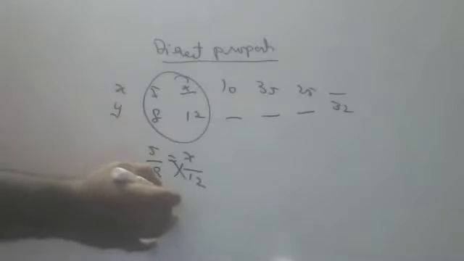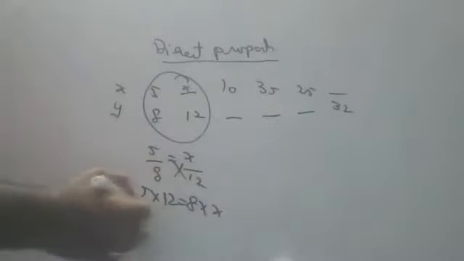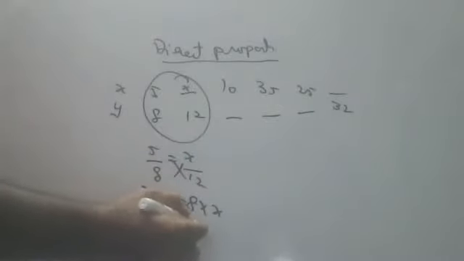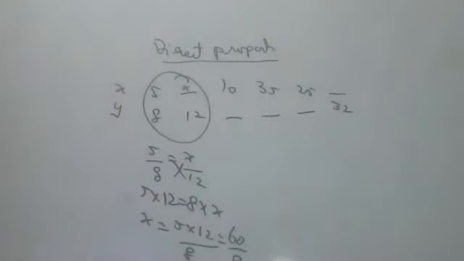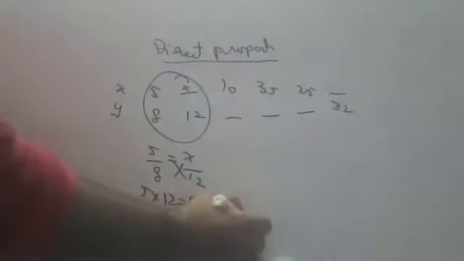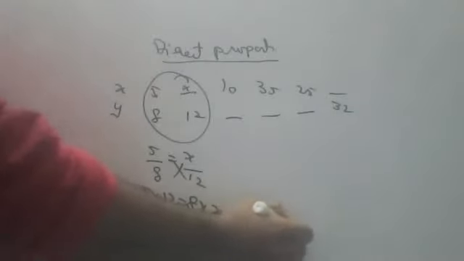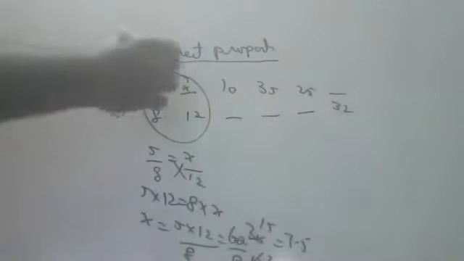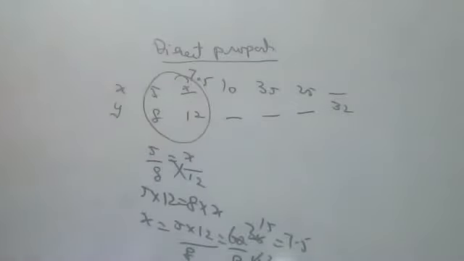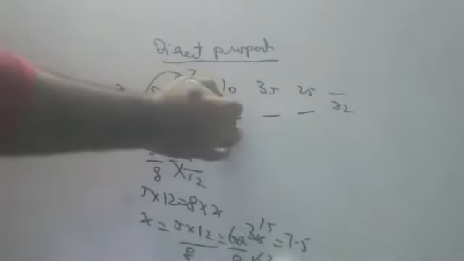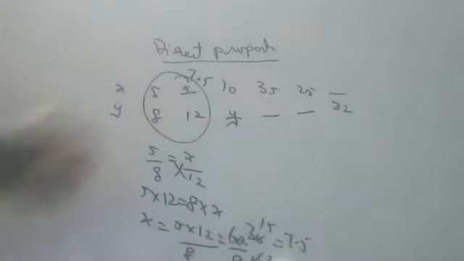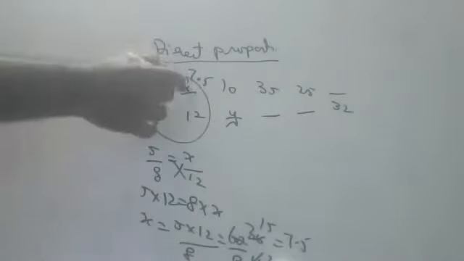5 into 12 is equal to 8 into x. What is x, children? 5 into 12 by 8, so 60 by 8. How much is 60 by 8, children? 30 by 4, 15 by 2, 7.5. So children, this we got 7.5. Let us say this is y, because already we have taken x. No problem if you take x again also, but because we have got this value.